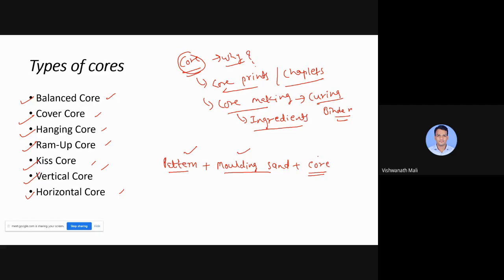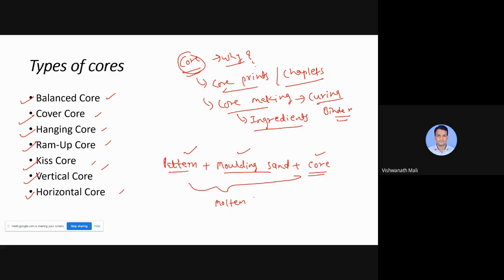But core is optional. When there are internal features, then only we use core. With the help of these three, we produce the casting. Now, what do we require? We require the molten metal. Now we have prepared the setup with the help of these three factors.